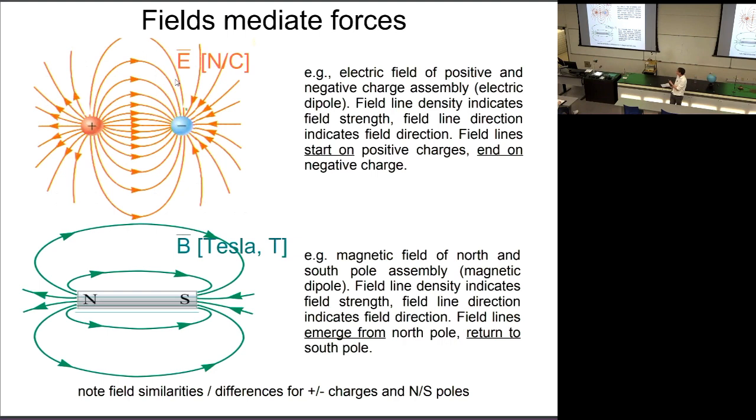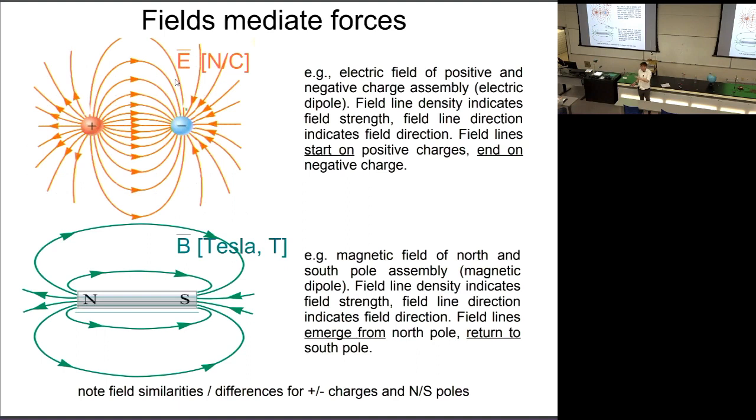This arrangement upstairs, if you remember, we called an electric dipole. Dipole is kind of two, di, a positive and negative charge. This is a magnetic dipole, two again for di, and it's a north pole and a south pole, so it's a pair of poles here. In both cases, we've got opposite charges here, opposite poles here. But there is an interesting, more subtle difference between the electric field lines and their pattern, and the magnetic field lines and their pattern.